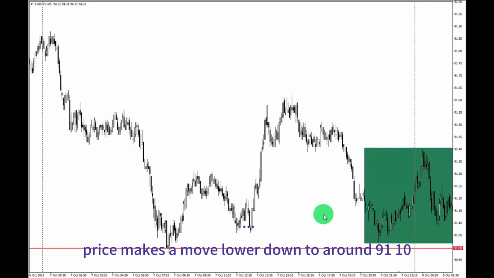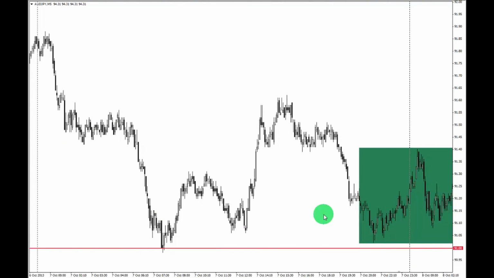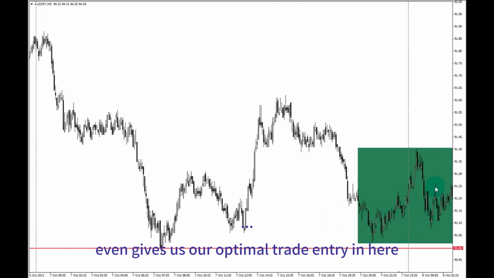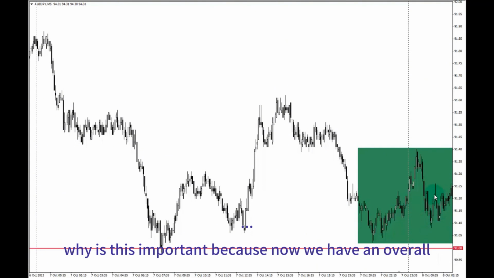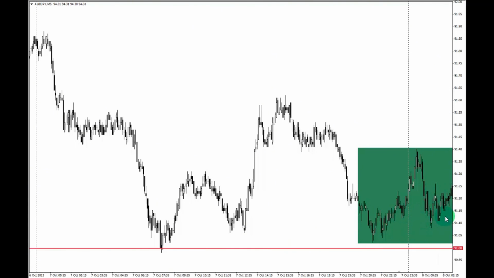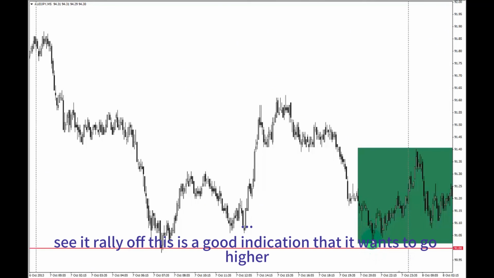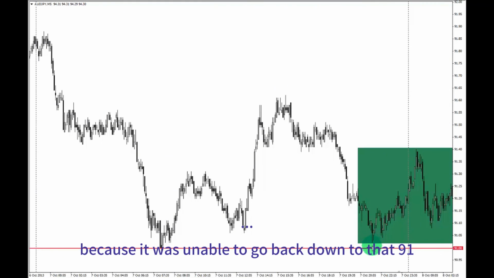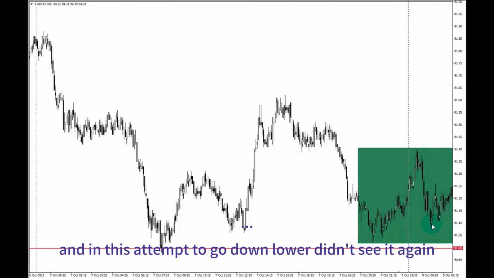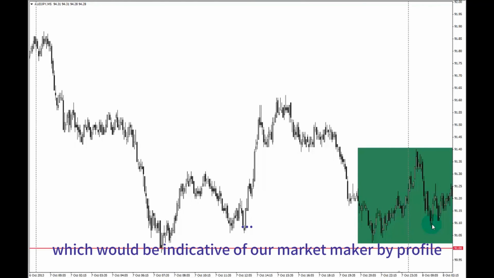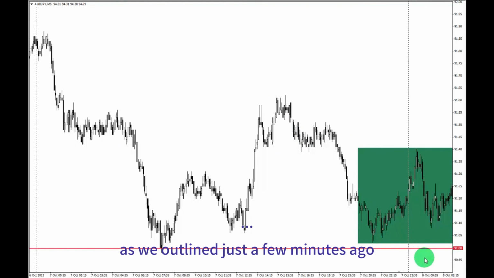Price makes a move lower down to around 91.10. Even gives us our optimal trade entry in here. Why is this important? Because now we have an overall basis or premise to anticipate higher prices. The overall bullish scenario, the inability to get down to that 91 big figure after we've seen several attempts to see it rally off. This is a good indication that it wants to go higher because it was unable to go back down to that 91, and in this attempt to go down lower didn't see it again, okay, which would be indicative of our market maker buy profile as we outlined just a few minutes ago.